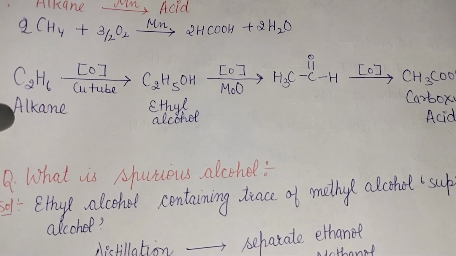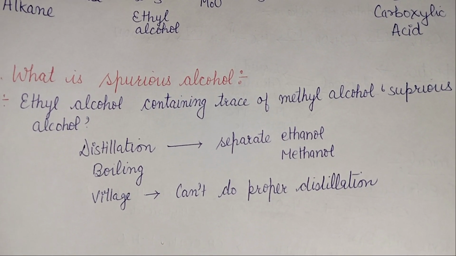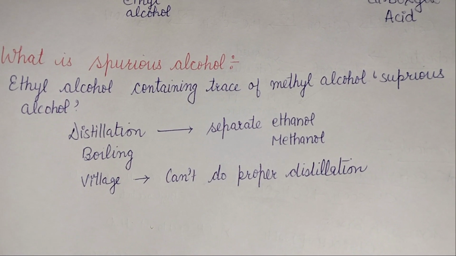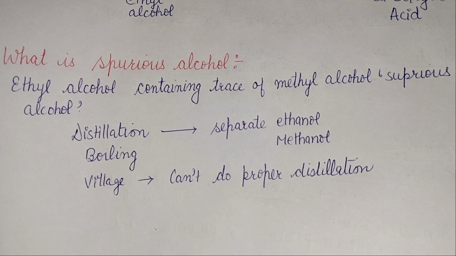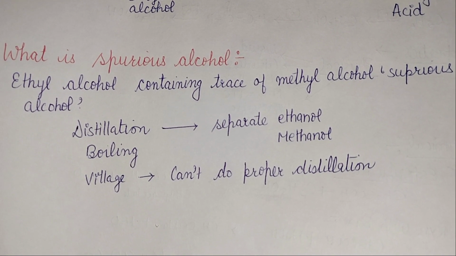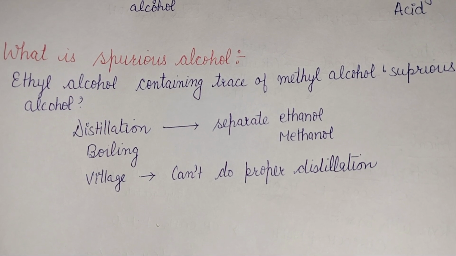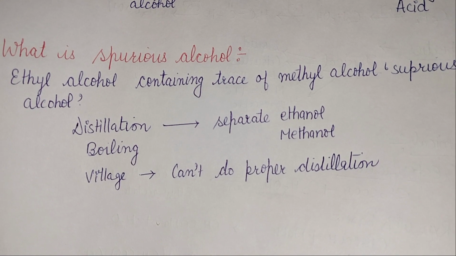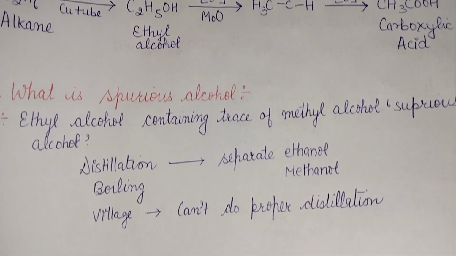Then there is one more question: what is spurious alcohol? Ethyl alcohol, which we use to drink, contains traces of methyl alcohol. Methyl alcohol is very poisonous, so it is known as spurious alcohol. By distillation or boiling, we can separate these two from each other. But in villages, they can't do proper distillation, and that leads to death.